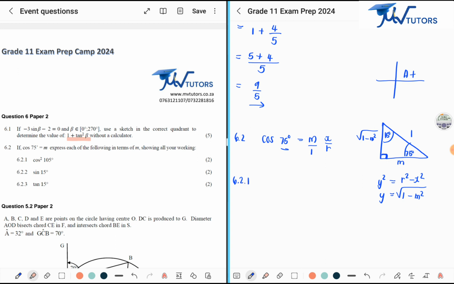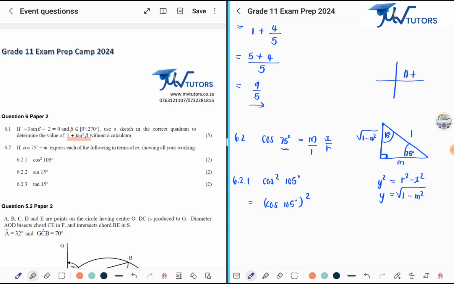So 6.2.1, they say express each of the following in terms of m and show all your working. And we're getting 2 marks here. So cos squared 105 degrees. Okay, or rather we can say cos 105 squared. We can write it like this. For those of you who didn't know, you can also put it like that. It might make matters a bit easy.